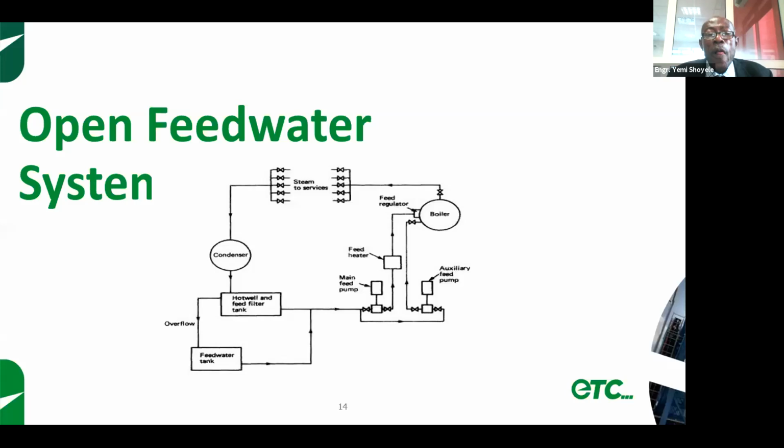Yeah, so thank you. Now, I was just discussing the open feed water system. After the steam leaves the boiler, it goes to the various places where steam is required. When the steam is utilized, it condenses, it goes first into a hot well and the feed filter tank. There's a filter, and then it goes into a feed tank, where it's stored. It's then taken by the feed water pump and circulated back into the boiler for boiling up. There is also an auxiliary feed pump that is on standby.